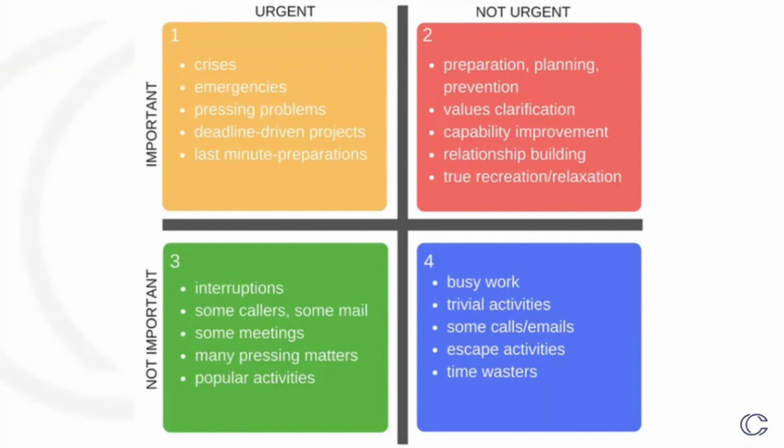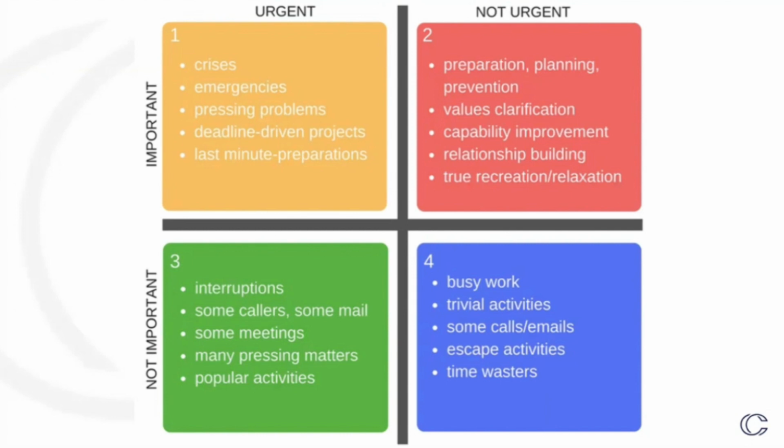And if it's not urgent but important, this is the quadrant essentially of proactivity. So things like preparation, planning, prevention of issues that could be coming down the line but wouldn't necessarily be urgent, values clarification and essentially helping people to be aligned with the purpose, capability improvement, relationship building, and true recreation or relaxation, those times where you need to plan for it and do it. Otherwise, if you keep putting it off, then it will become urgent because you could start to become burnt out or it will affect your health. And these are the things we plan for.